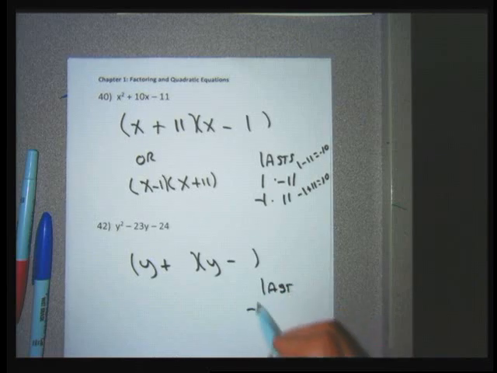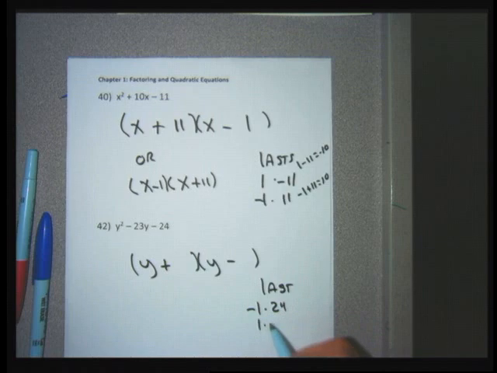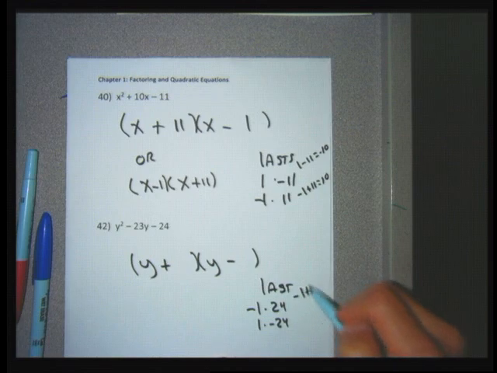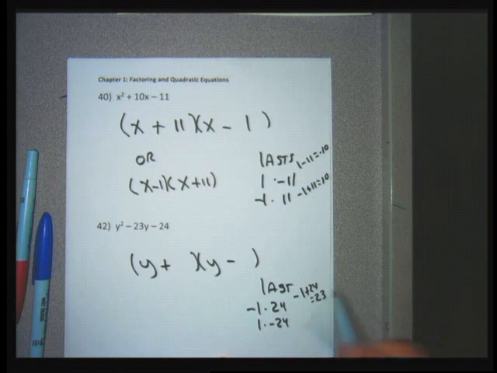So they could be negative 1 and 24, 1 and negative 24. Oh, I think one of those is going to work. I don't even need to go further. Negative 1 plus 24 gives me positive 23. Almost right. 1 minus 24 gives me negative 23. Fortunately, I didn't have to go through a bunch of different factors. I found the pair quickly. Once I find the pair, I don't go any further.